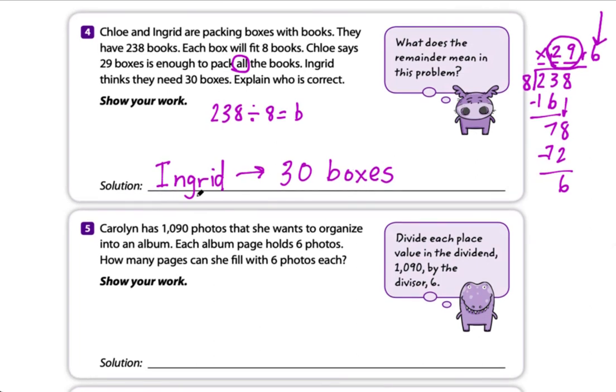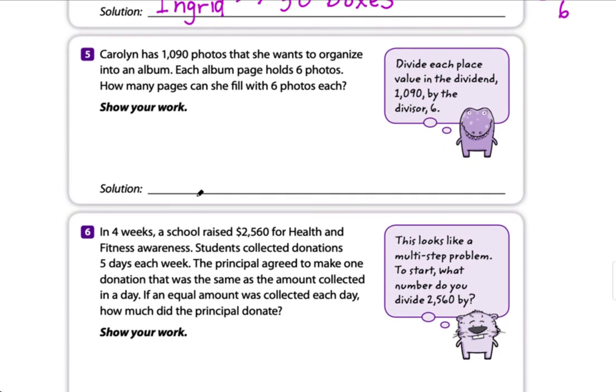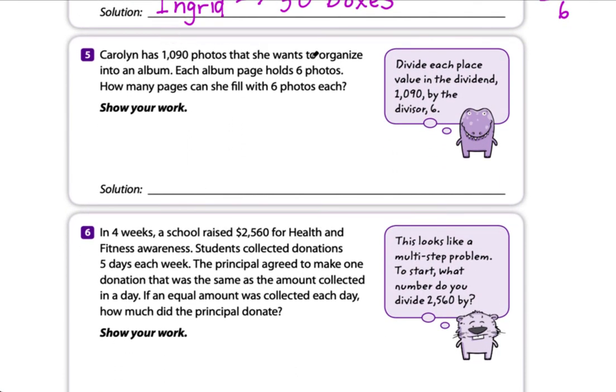Ingrid is correct. Caroline has 1,090 photos that she wants to organize into an album. Each page holds 6 photos. How many pages can she fill with 6 photos each? So we're going to divide 1,090 divided by 6. I'm just going to say P for photos. Let's solve that. I'll go over here and solve it using the standard algorithm of division.